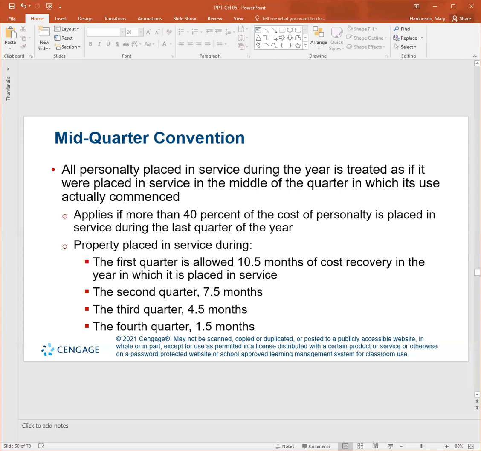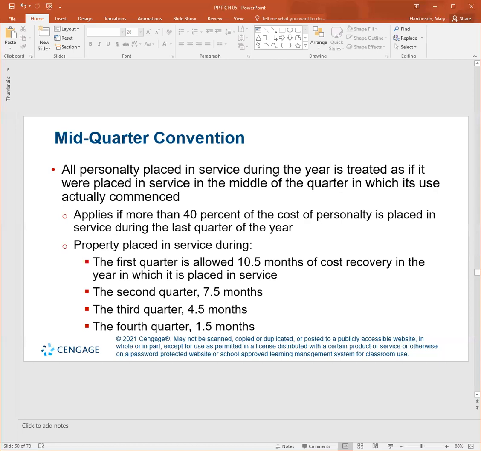So the half-year convention is based on a simplifying presumption that assets generally will be acquired evenly throughout the tax year. However, Congress was concerned that taxpayers might override that presumption by placing large amounts of property in service towards the end of the taxable year, and by doing so, still receive a half year's cost recovery allowance.